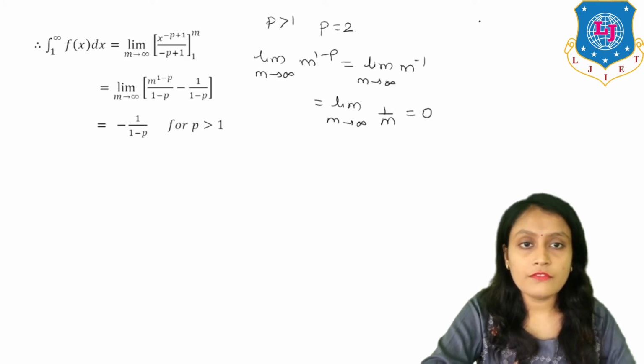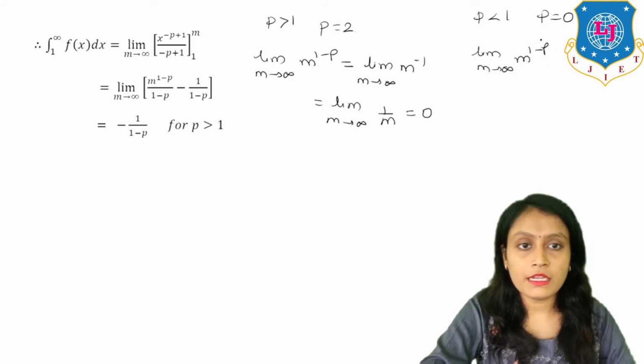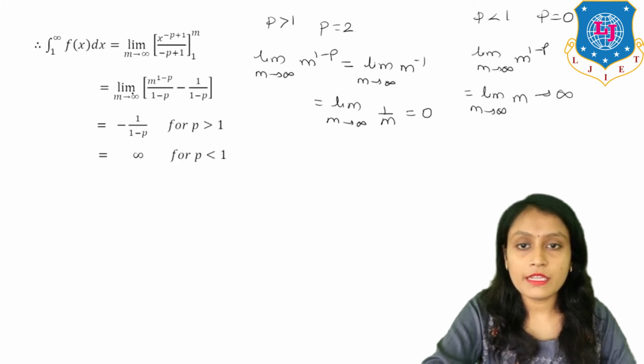Now let's study for p less than 1. So for example, take p is equal to 0. And we will find this limit, that is limit m tends to infinity, m raised to 1 minus p. In place of p, substitute 0. So you will get limit m tends to infinity, m. Now as m tends to infinity, this limit will tend to infinity, right? So this whole limit will be infinite for p less than 1.